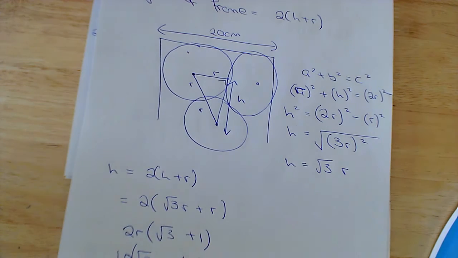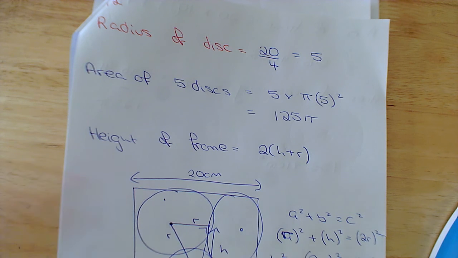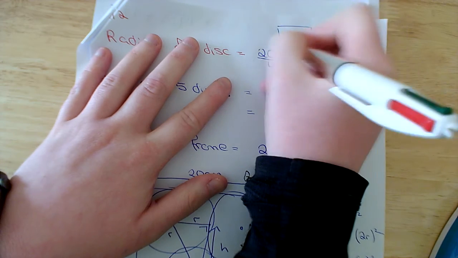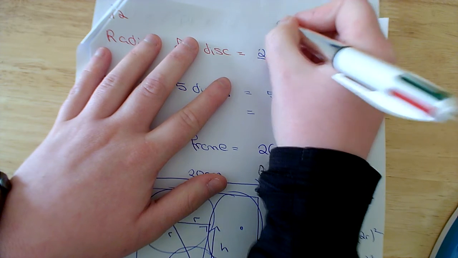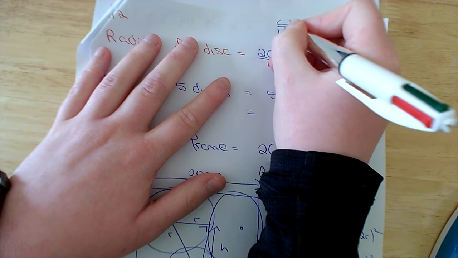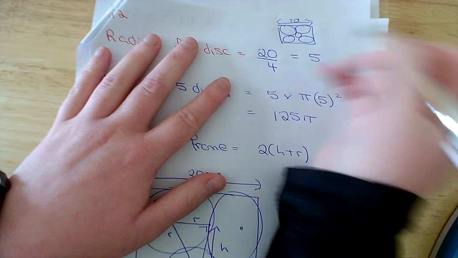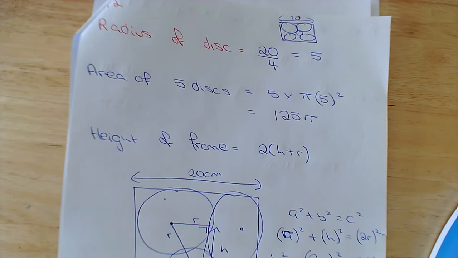Question 12 then. It tells me that 5 discs fit exactly into a rectangular frame of width 20 centimeters. Find the area of the remaining space of the frame. My shape looks something like this. This is 20 centimeters, and I have 5 circles in here, 1, 2, 3, 4, 5. Your diagram in your book or in the PowerPoint is a lot better.